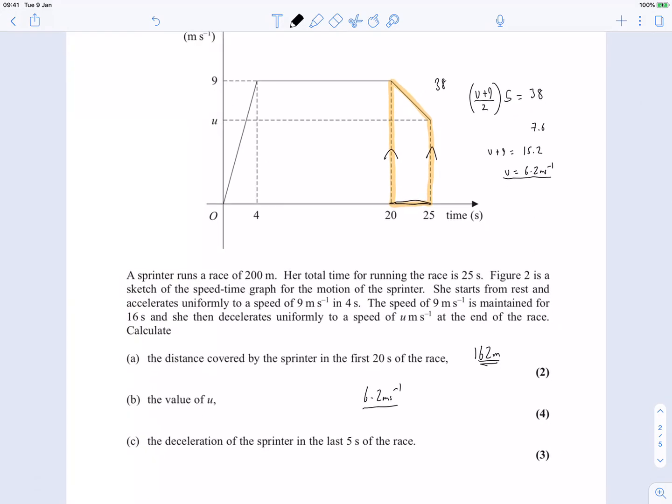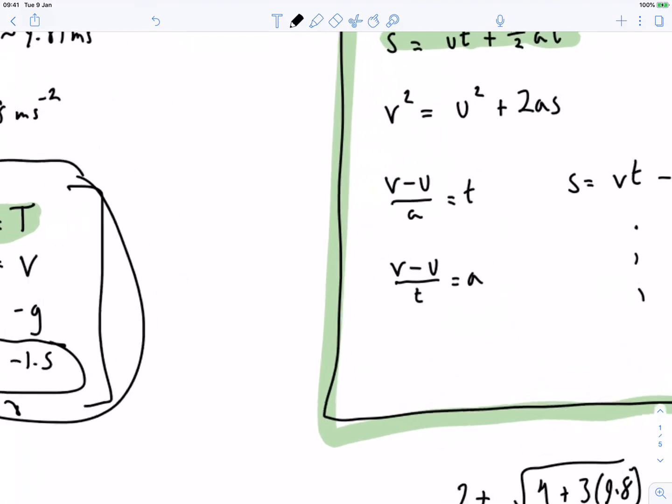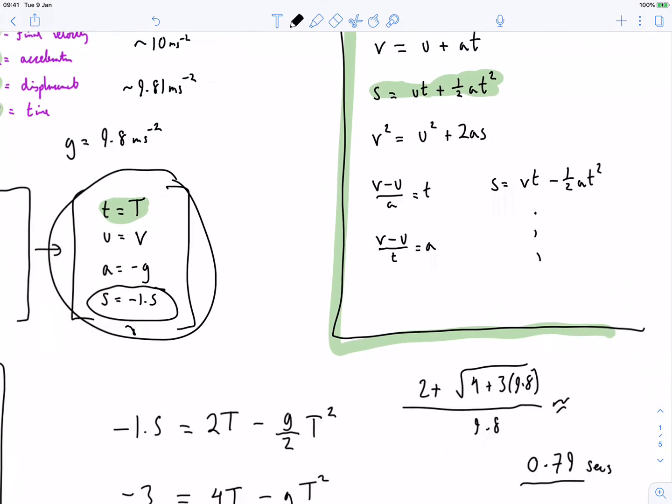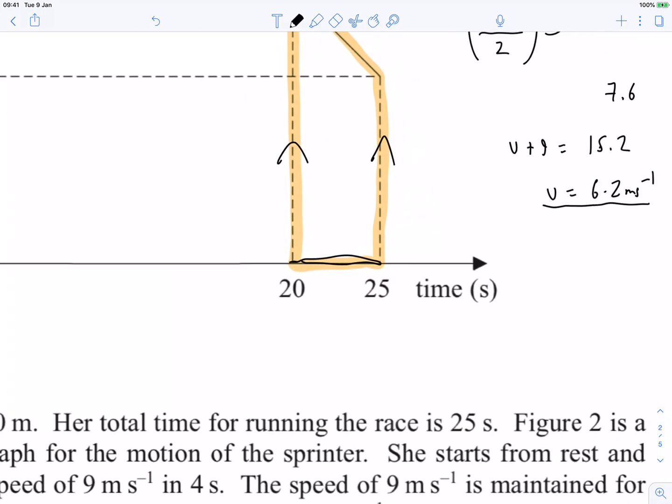Easy peasy. The deceleration of the sprinter in the last 5 seconds. Well, the acceleration, we know that from the SUVAT equations up here. The acceleration is just the change in speed over time. So the change in speed goes from 9 to 6.2, so it's 6.2 minus the 9, over 5 seconds, right?